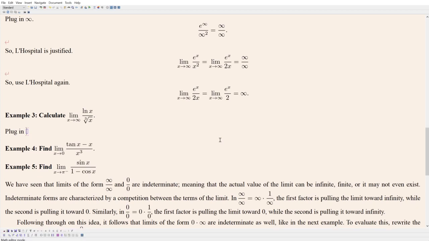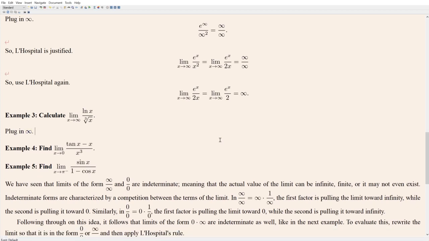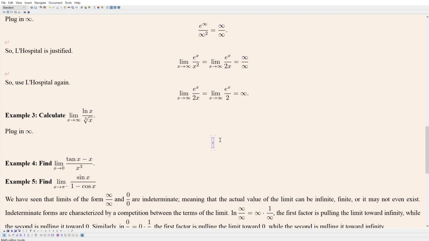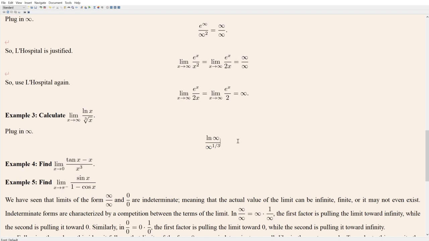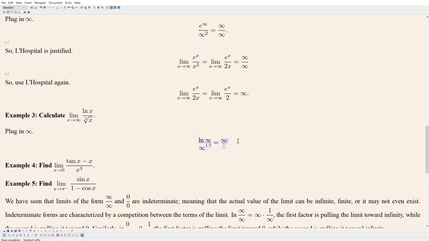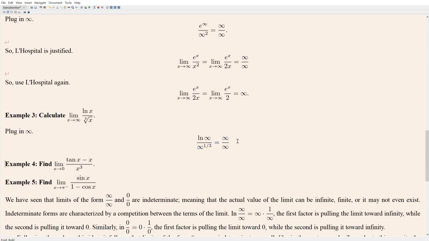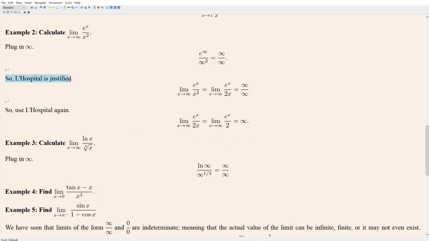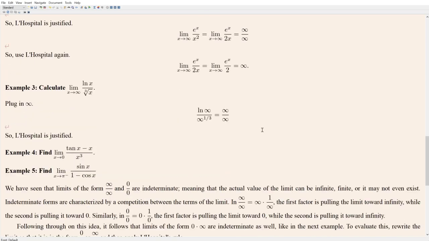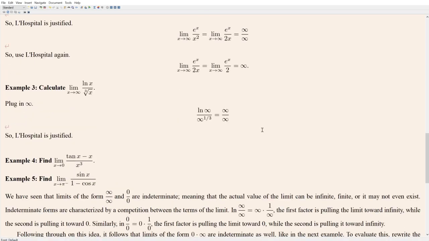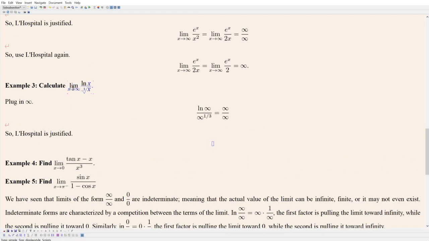So if we plug in infinity, we get, so natural log of infinity is infinity. Cube root of infinity is also infinity. So L'Hopital's rule is justified. I mean, I know that I'm seeming pedantic here, but this really is important. Like, L'Hopital's rule only works if you have either infinity over infinity or 0 over 0.